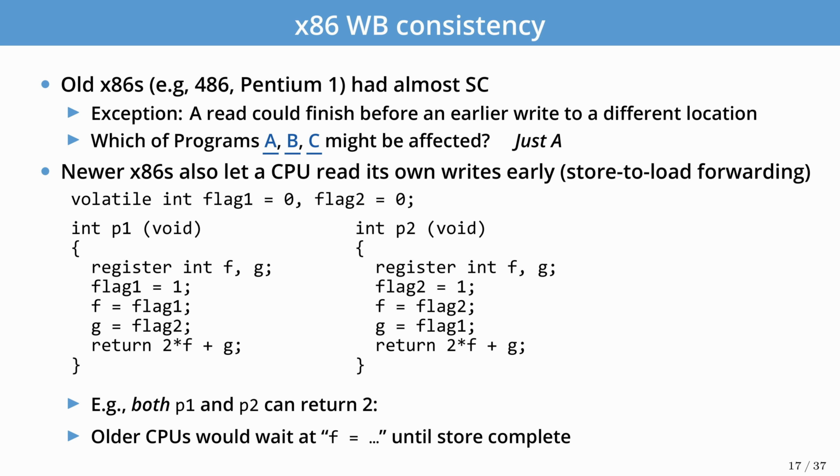Newer processors, though, make this more complicated. They also let the CPUs read their own writes early. This is known as store-to-load forwarding, which allows the processor to accelerate a load of a known location by forwarding the store that was done previously. So here we can look at an example, and if we run P1 and P2 in parallel, we can see that the result is that these can both return 2.